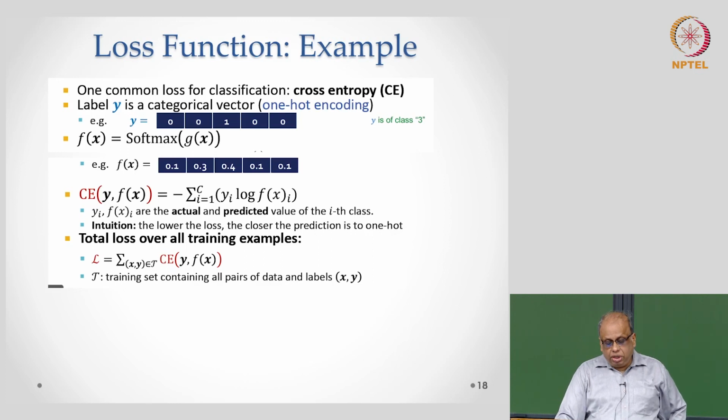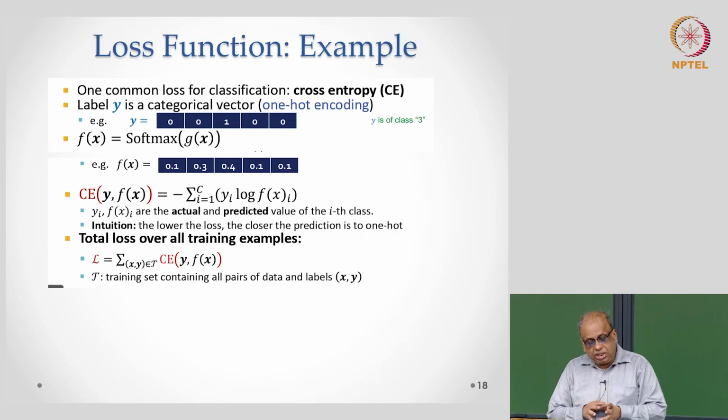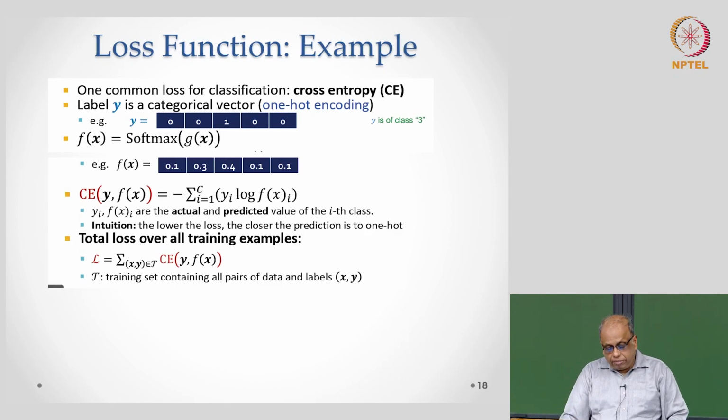And suppose your neural network has said it was not sure, so it has used a probability distribution. It says with 0.1 probability, I'm thinking that it's a cat. With 0.3, I'm thinking it's a dog. With 0.4, I'm thinking it's a rat, and so on. So that is the output that you get from the neural network.